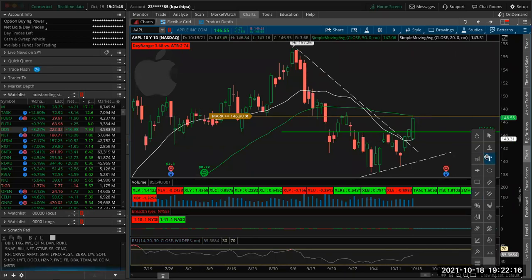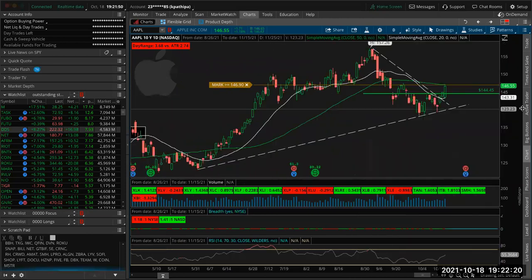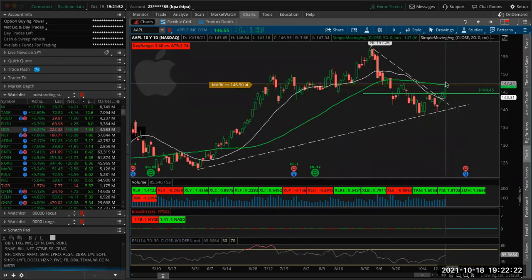Let's look at a few more levels. The 50-day, I think it's already there, right? The 50-day, 146 point something. Until it breaks it. That's the point about the levels, right? Unless it breaks it, it's not broken.